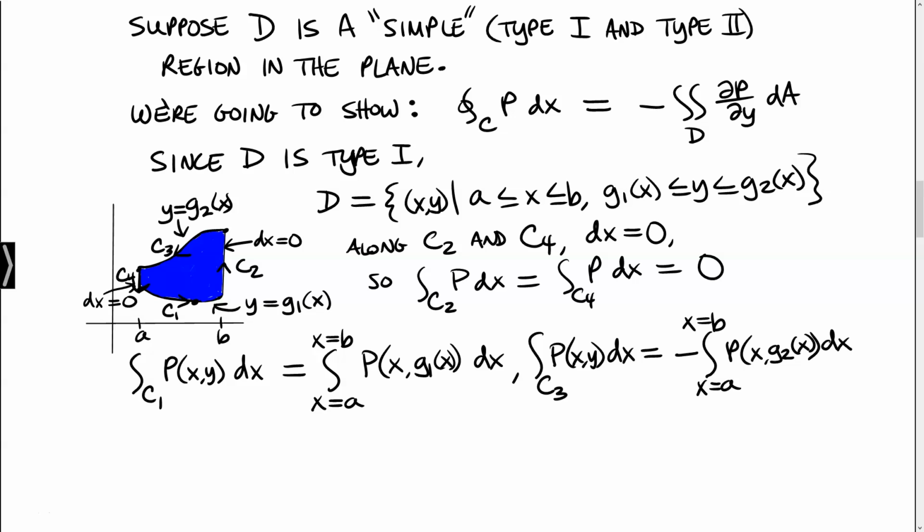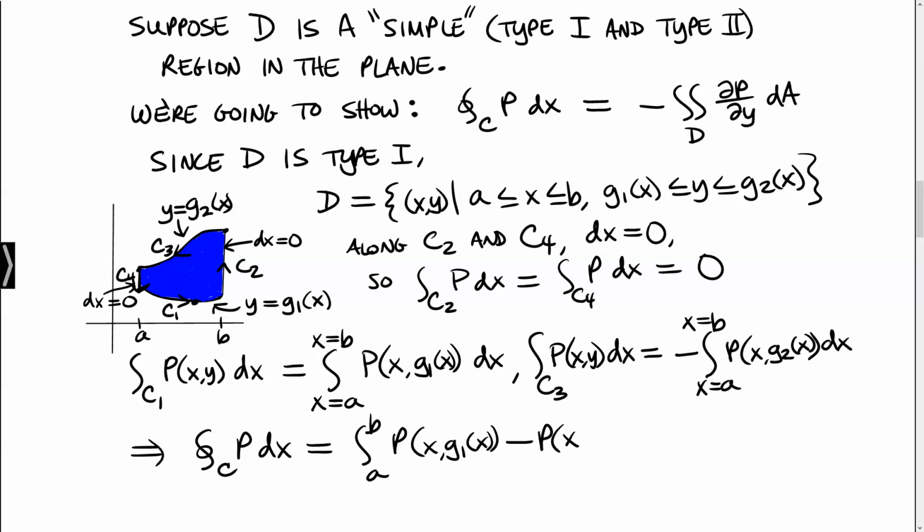Now, when I put these together, I'm going to add up C1, C2, C3, C4. C2 and C4 were just 0. So really I'm just adding C1 and C3. That gives me the integral around C of p dx is equal to the integral from A to B of p of x, g1 of x, minus p of x, g2 of x, dx. Okay, so that's the left-hand side.